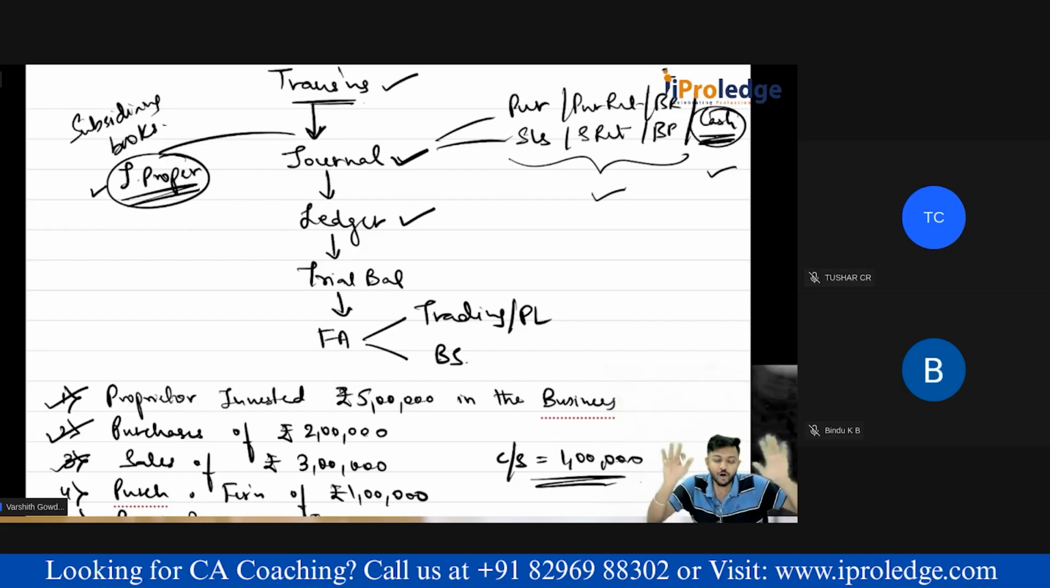No, very important point to know, guys. Once it goes to subsidiary books, it will directly go to ledger posting. A journal entry will not be passed again. Journal entry is passed only in journal proper. Clear?